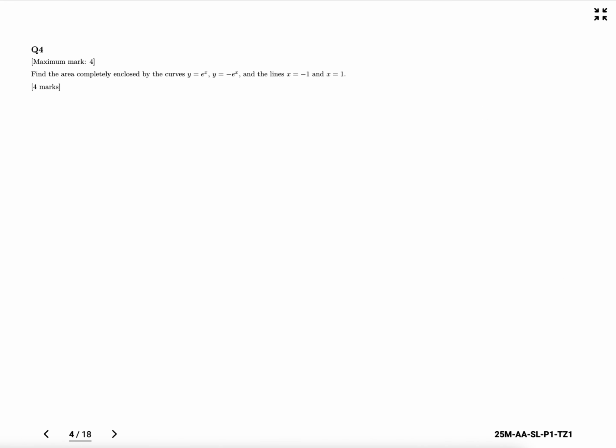Right, question 4. Find the area completely enclosed by the curves y equals e to the power of x and y equals negative e to the power of x, and the lines x equals -1 and x equals 1. And for this one, even though the question doesn't ask us to show the graph, it's actually going to help us if we do a quick rough sketch of what the graph looks like.